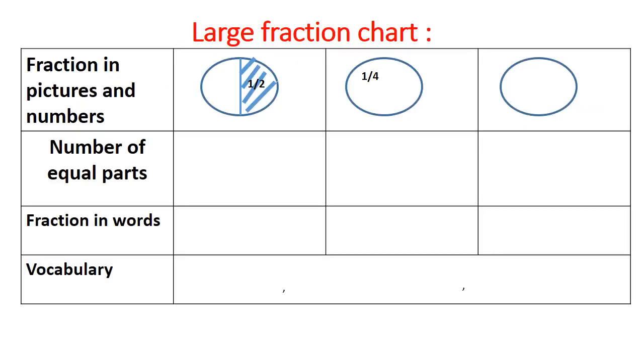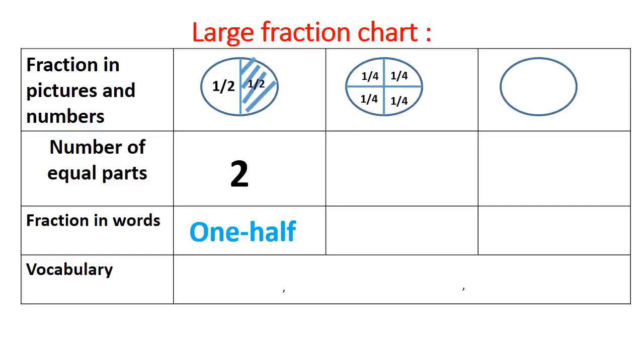Here I have a large fraction chart. My first circle is divided into two equal parts, 1/2 and 1/2. How many equal parts do I have? Just two. So my fraction reads only the shaded part. So I have 1/2. The second one, my circle is divided into four equal parts, 1/4 and 1/4 and 1/4 and 1/4.